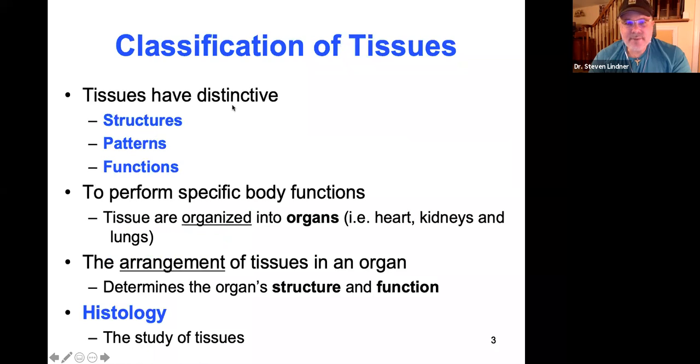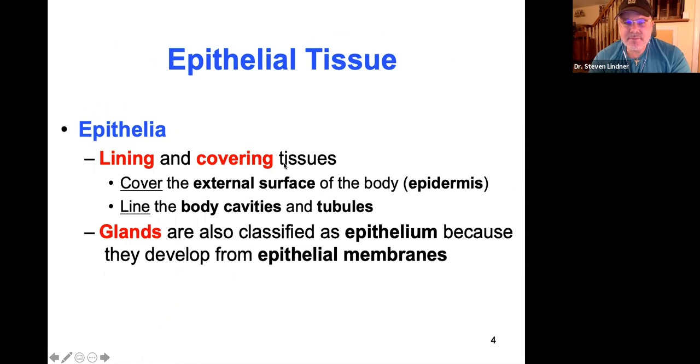All right, it's epithelium and connective that we have to spend a little bit more time covering. So the tissues have certain distinctive patterns, structures, and functions. And when cells come together, right, they make these different types of tissues. And when they have similar function, then those tissues come together and form different organs. So we're going to take a look at epithelium first.